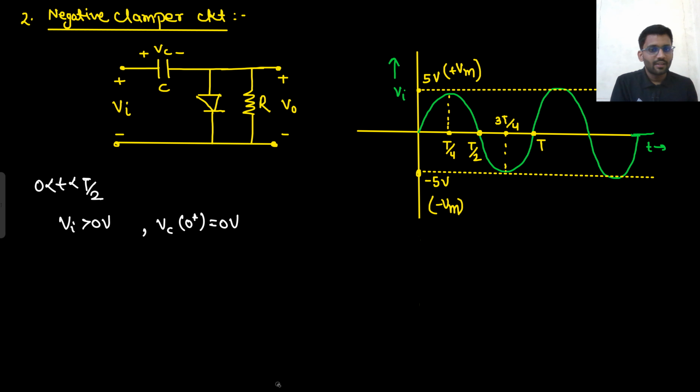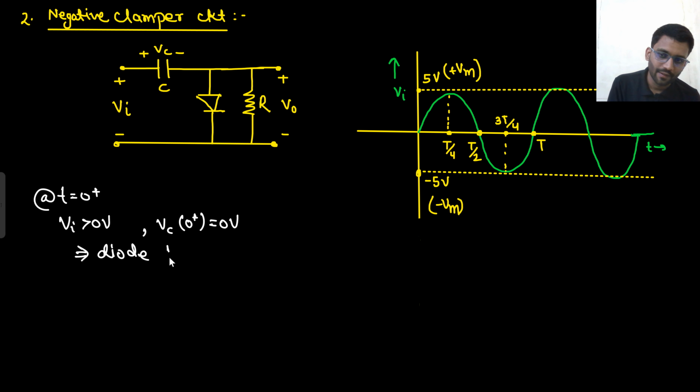In the positive clamper, this thing was happening at T by 2. The same thing, the diode turning on, that was happening at T by 2 plus. But in the negative clamper, it is happening at t equals 0 only. So at t equals 0 plus, the diode turns on.